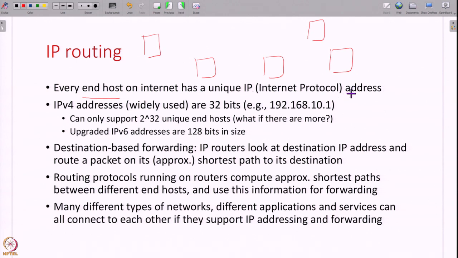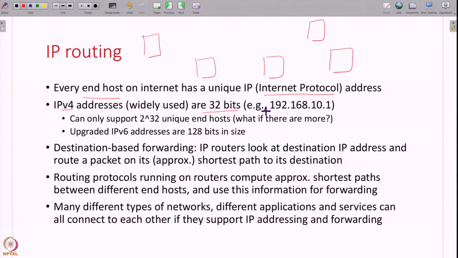Okay? And what is an IP address? IP stands for Internet Protocol. There are two versions of this protocol, V4 is what is commonly used. So an IPv4 address is nothing but a 32-bit string.